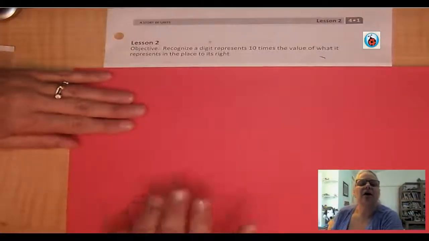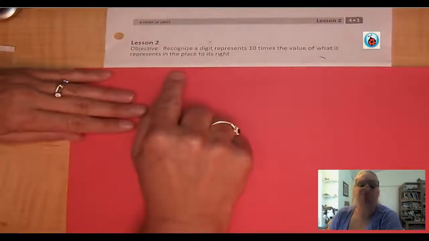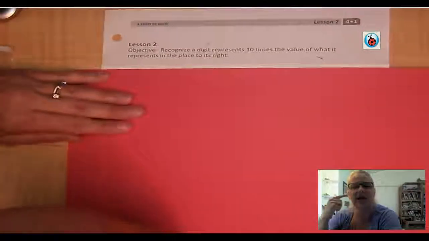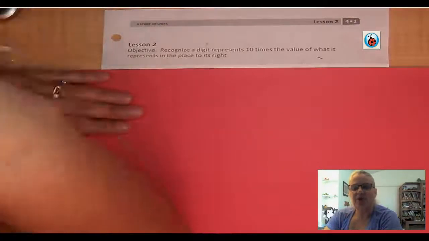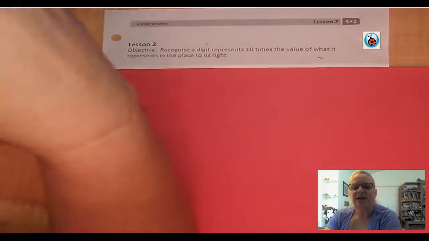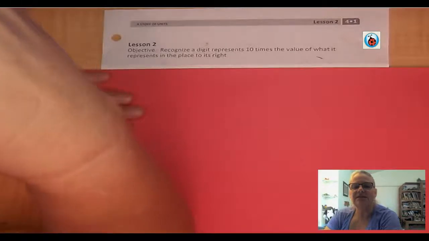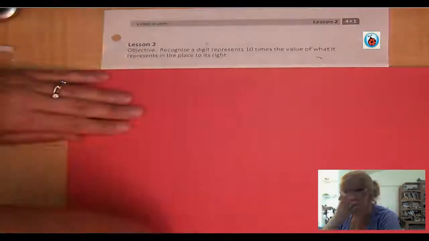So today our goal is basically pretty much the same, but we're going to understand and recognize that a digit in a number, any number, represents 10 times the value of what it represents in the place to the right. So the same digit.